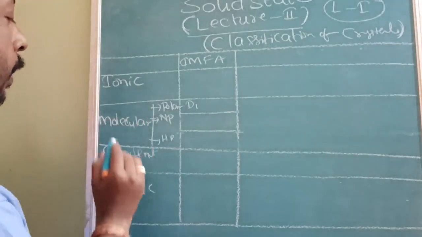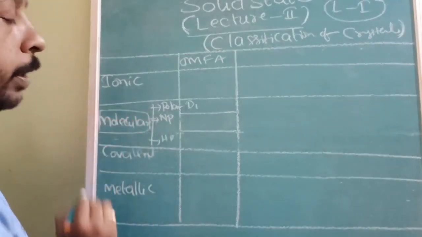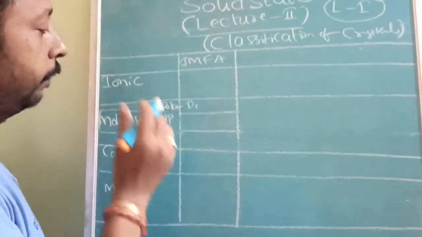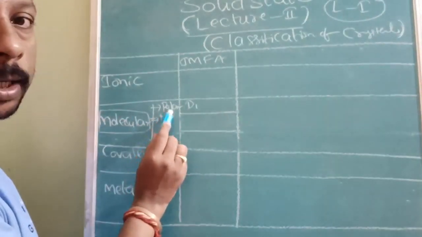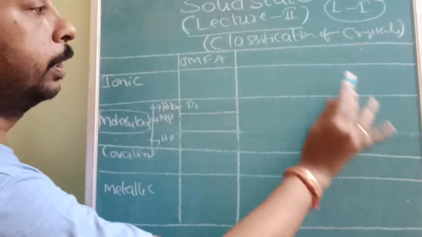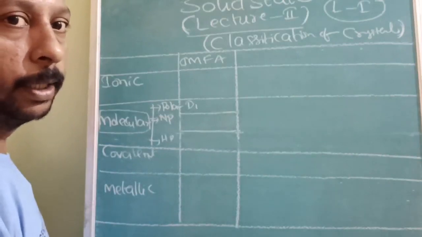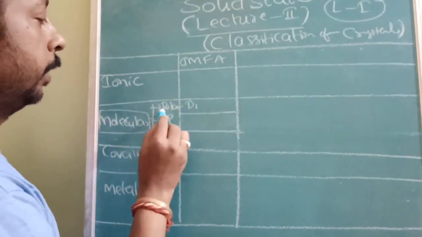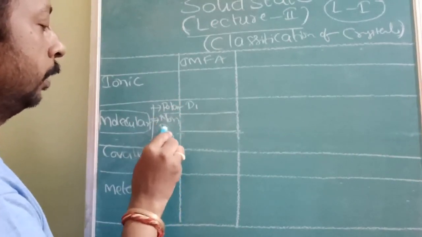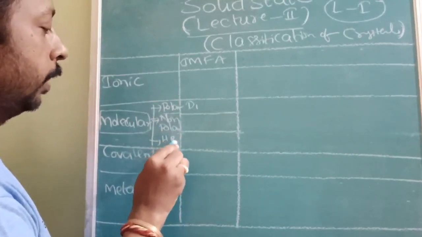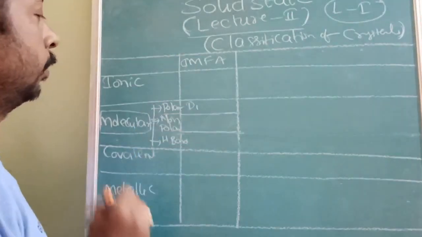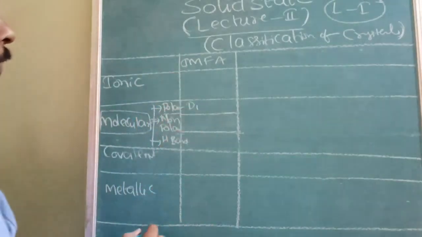Molecular crystals, depending on their intermolecular forces, are further divided into 3 types. Polar, and this is non-polar, and the next one is hydrogen bonded. I want all the information to be placed in a single place, that's why I am writing and reading it out also. Okay, now let's study one by one.